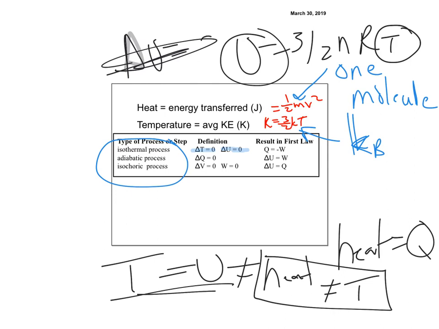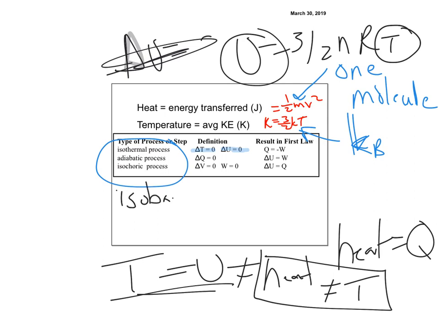So the result of the first law, delta U equals Q plus W, is that you end up with Q equals negative W. Because it's isothermal, we really can't say anything else about that. If it's adiabatic, delta Q is equal to 0, and delta U is equal to W because now you have no Q in it. That just means there's no heat exchange. And if delta V is equal to 0, then work is equal to 0, and delta U is equal to Q.